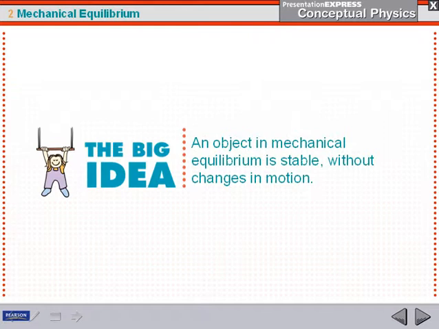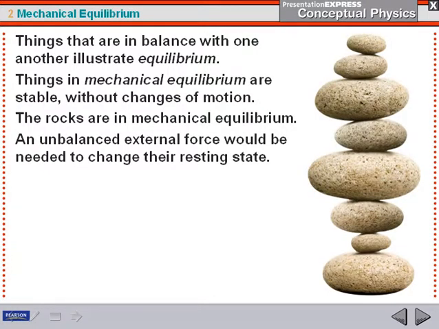And basically we're going to be talking about mechanical equilibrium being stable, meaning that there is no change in motion. That doesn't mean it isn't in motion, it's in motion, but there's no changes in motion. Like I just said, things are stable without changes in motion. In this case, these rocks are in mechanical equilibrium. In order for them to change their state, an imbalanced force would have to change their resting state. You would have to have an external force that would do some kind of change to their state there.